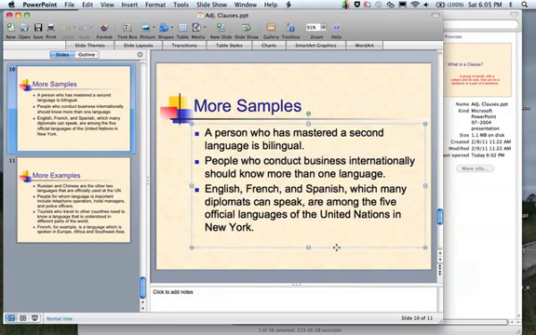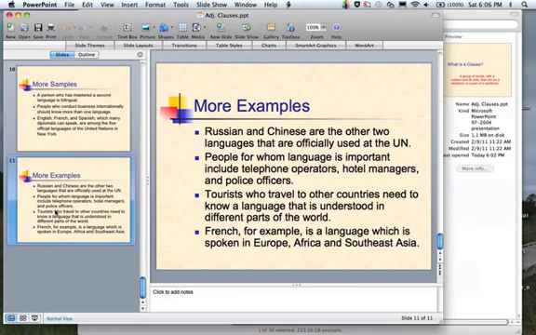Then English, French, Spanish, which many diplomats can speak, are among the 5 languages, etc. Which many diplomats can speak is your adjective clause. The rest of the sentence is your independent clause. Diplomats can speak is one subject-verb pair, and English, French, Spanish are is your other subject-verb pair.